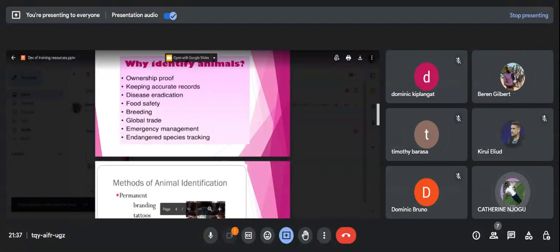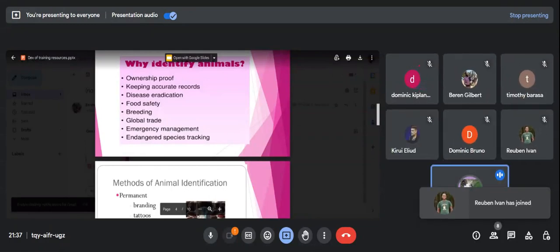Yes, so let us continue. We have two methods that we use in animal identification.